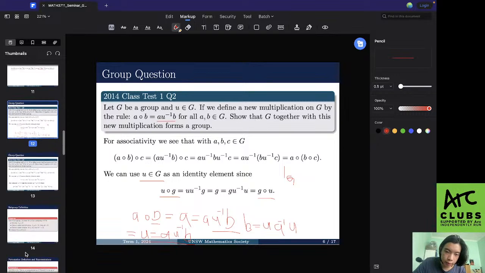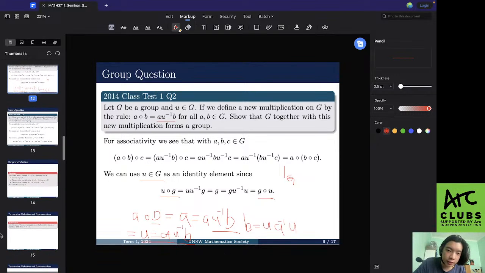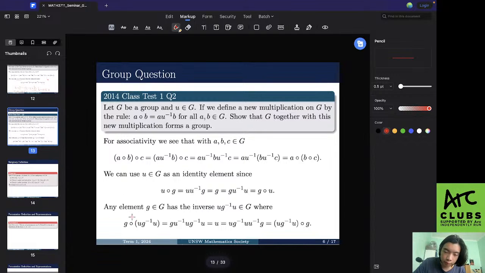right? So this is essentially our inverse, and we can verify this by having G dot U inverse G U, and we see that that's equal to U. Then we do it on the other side, show that that's equal to U, and so overall, we know that any element G has an inverse, particularly U, G inverse U, for our new multiplication, and so because it has all of the rules that a group has to follow, associativity, having an identity element and having all the inverses, we can say that this overall forms a group.